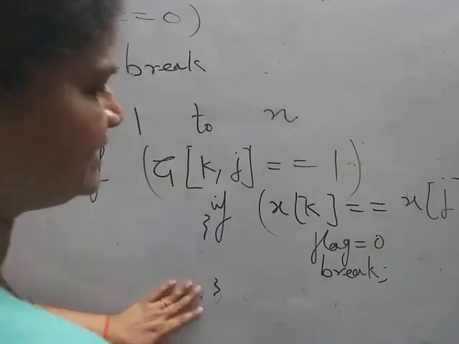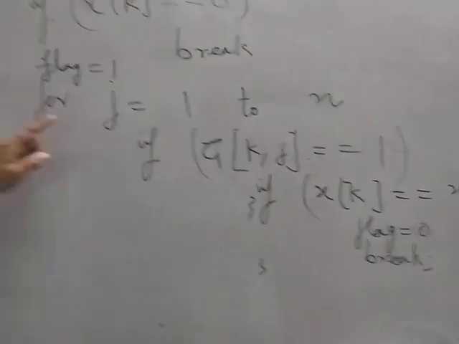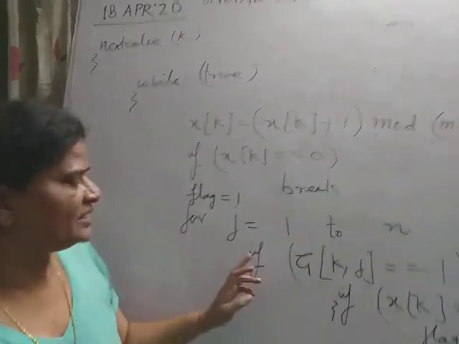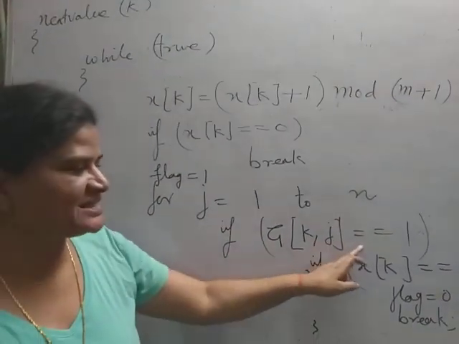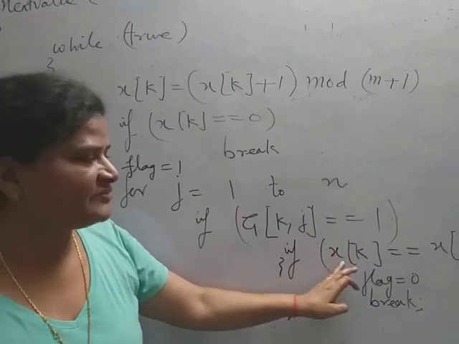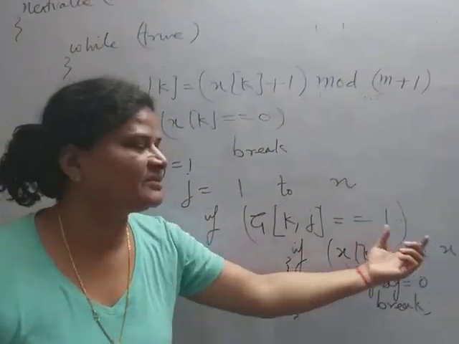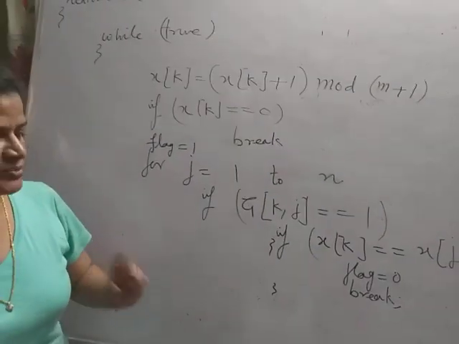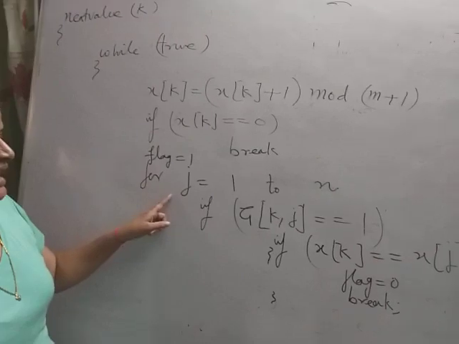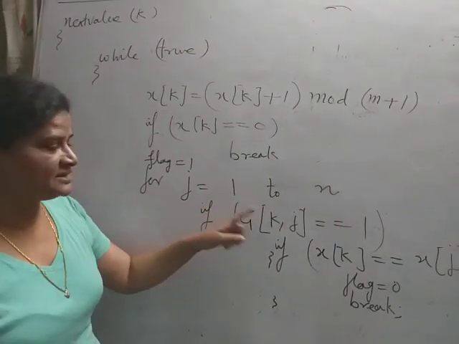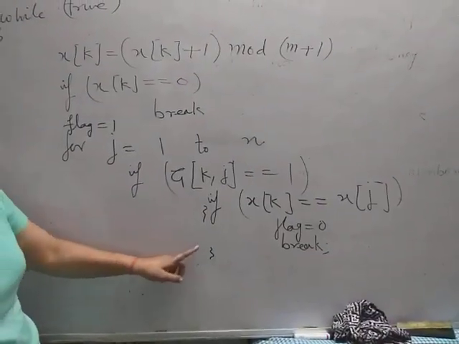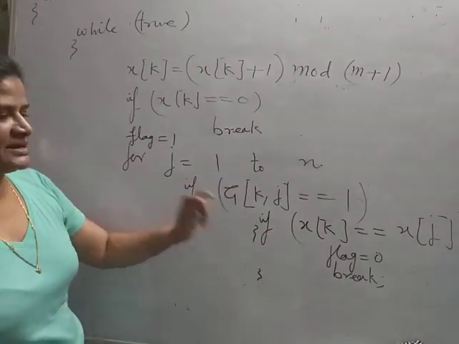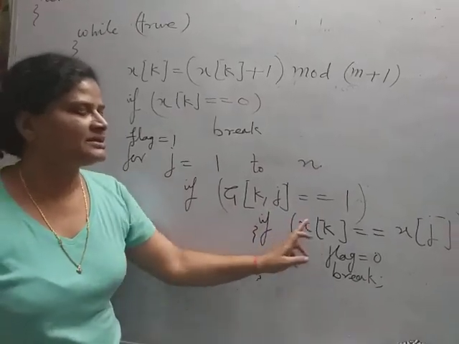Here there is a begin and end. Now see, it will check for all the vertices. Here we can use 1 to k also. If G[k][j] is adjacent, then check whether the color of the kth vertex and the jth vertex is the same or not. If it is the same, it means this color is not a proper color, so it will come out from this loop with break. If it is not the same, then it will consider another vertex and check whether it is adjacent and whether the color is the same.